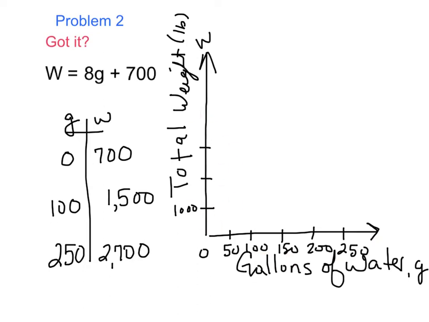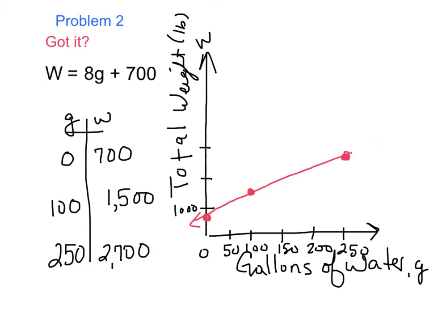All right, so 0, 700, 100, 1500, and 250, 2700. Now, if you graph this correctly, you would have a straight line. Now, notice something I did. I actually did this wrong. What's wrong with this? It shouldn't be a line.